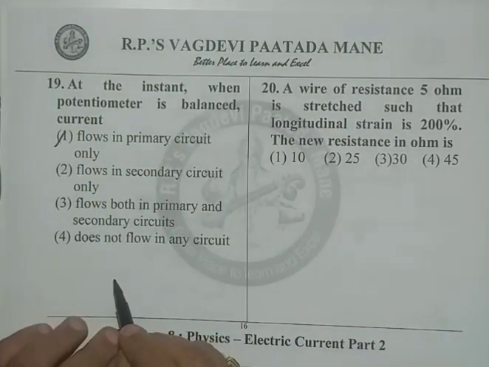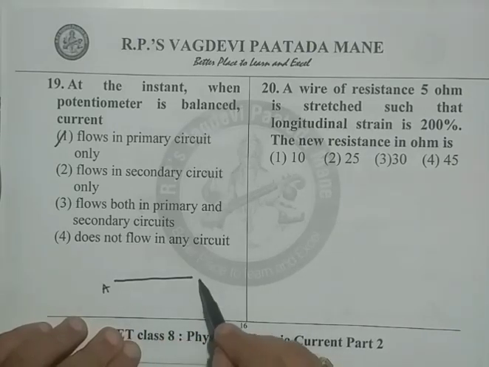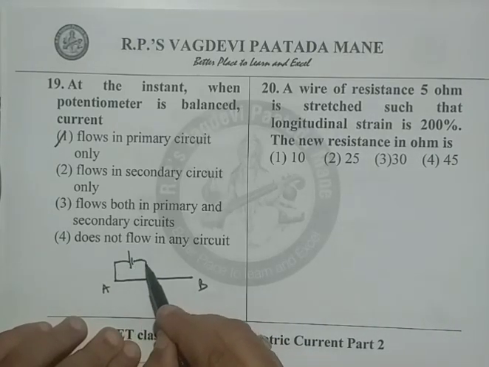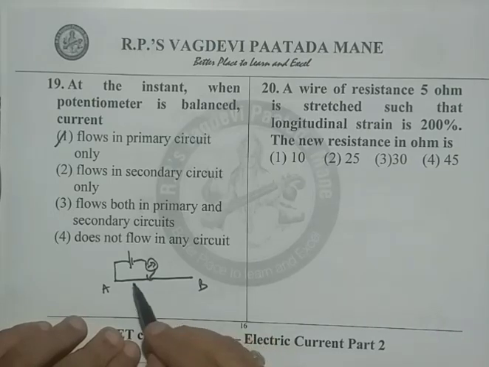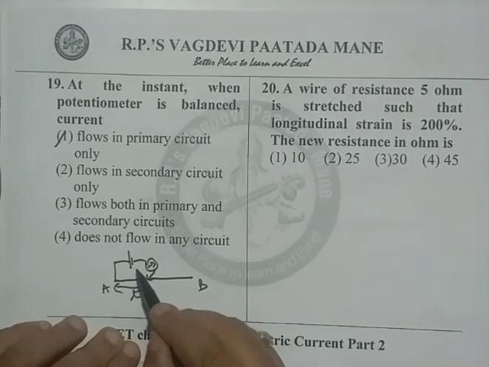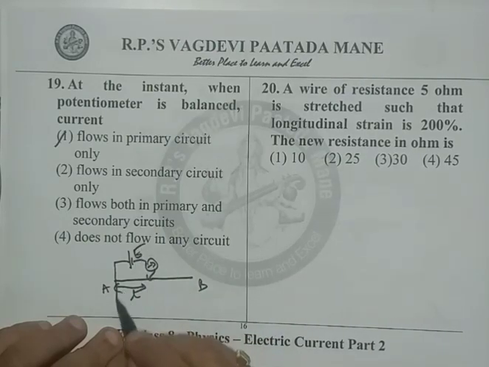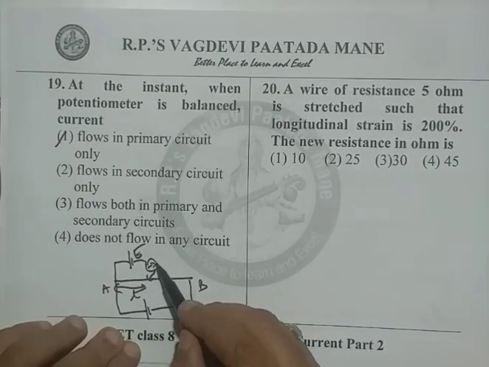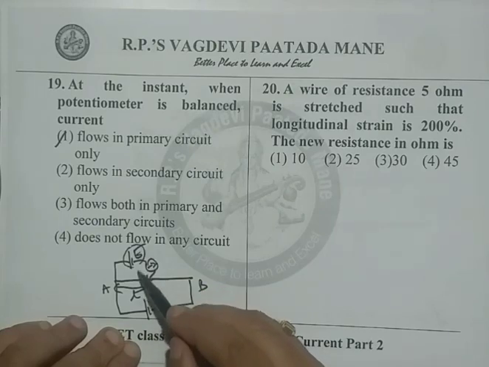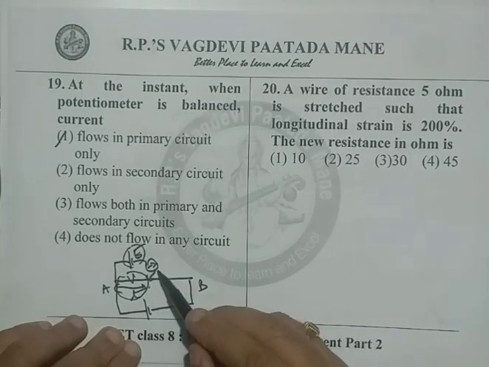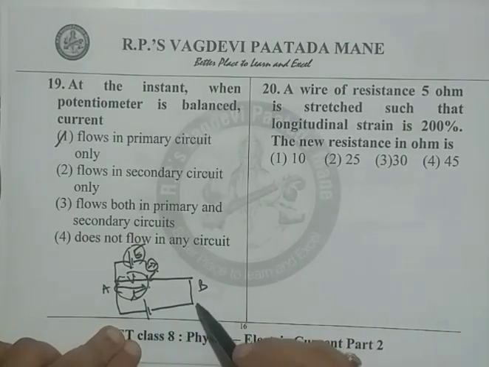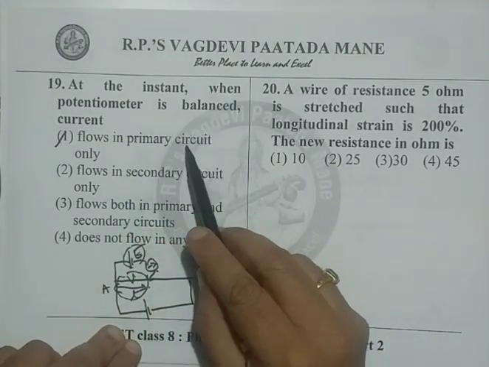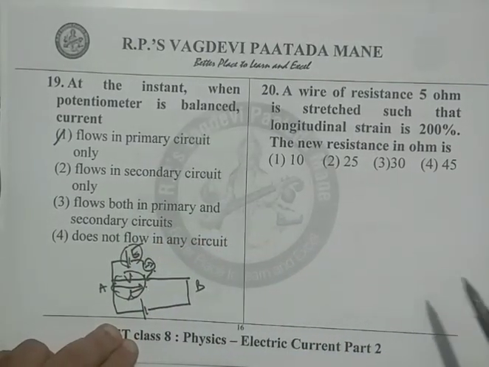If you want, we can explain it like this. This is AB, and we have a secondary cell like this with a galvanometer and a cell there. This length's potential is equal to E, and this is the primary circuit. As the galvanometer shows 0, this EMF E will be equal to the potential difference across L. Therefore, no current flows in this circuit and current flows in the primary circuit. Therefore, we can choose the option that current flows in primary circuit only. Now, 20th question.